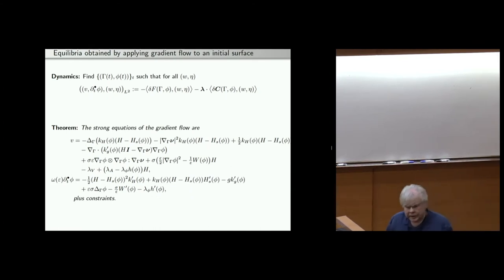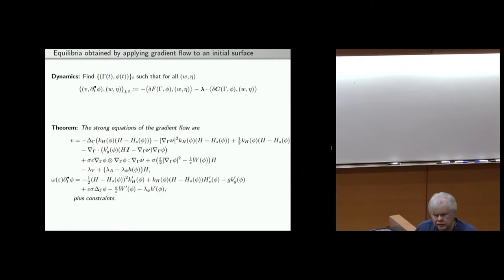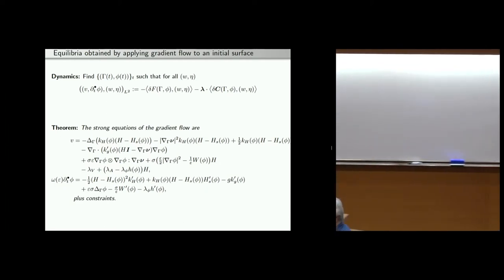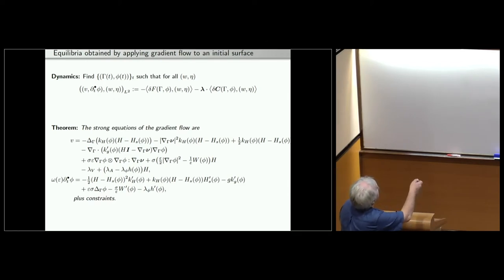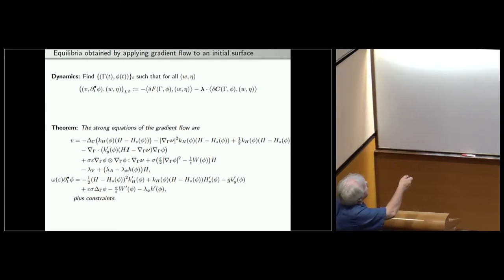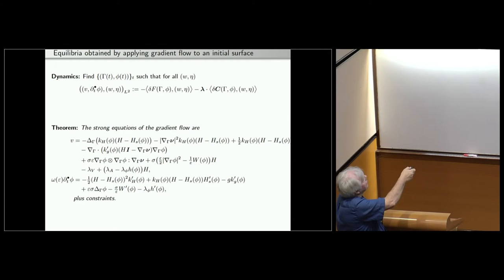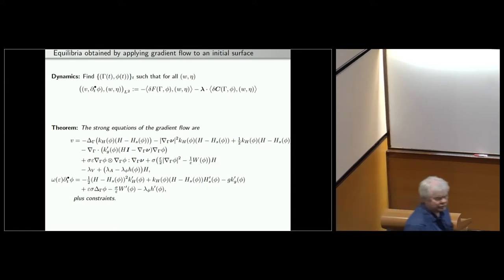On the other hand, how do we get to a stationary solution? We can get to a stationary solution by using gradient flow. And we've got two variables, gamma and phi. So what does gradient flow look like? The way that I've written it here, we would have a normal velocity for the surface and some kind of material velocity for the order parameter, phi, and it would be given by the first variation of the energy functional. And here, these are Lagrange multipliers associated with constraints.